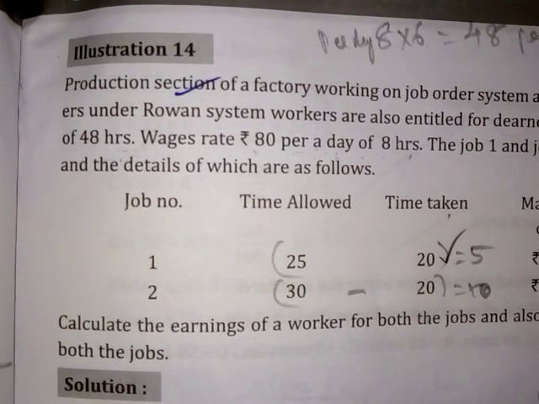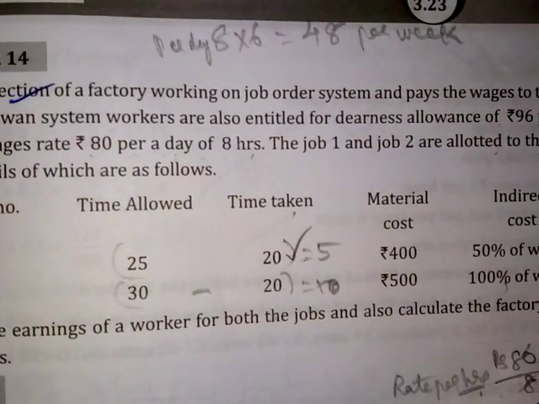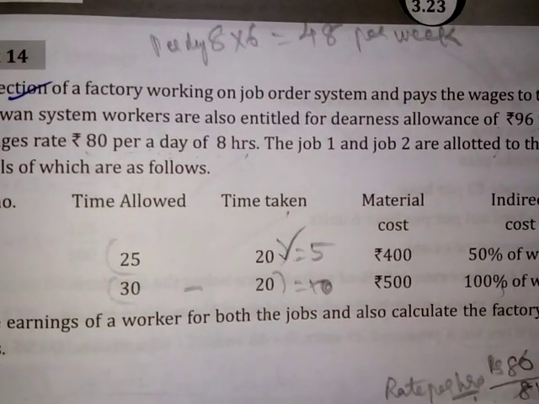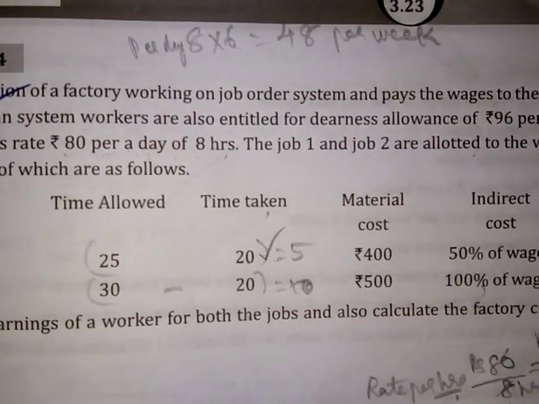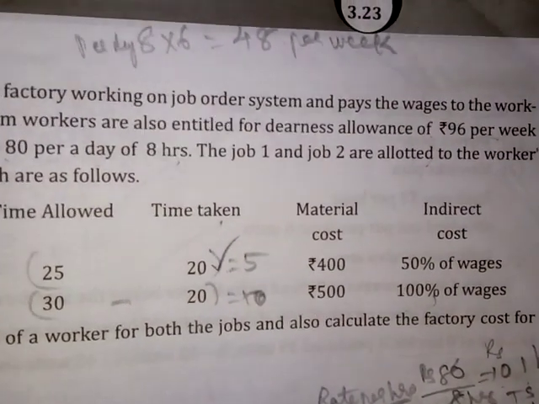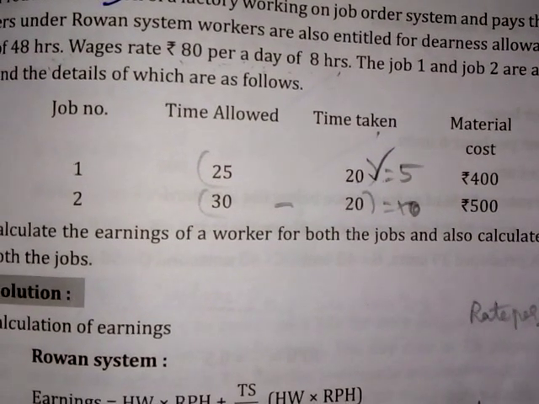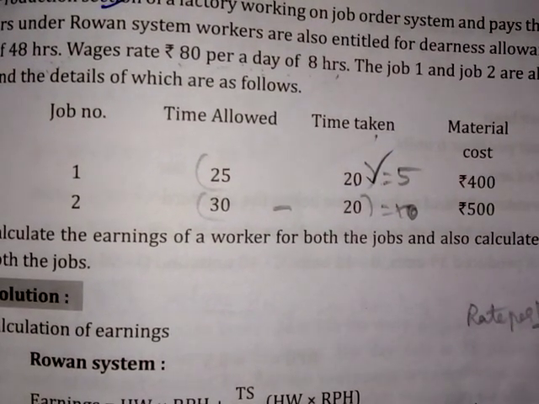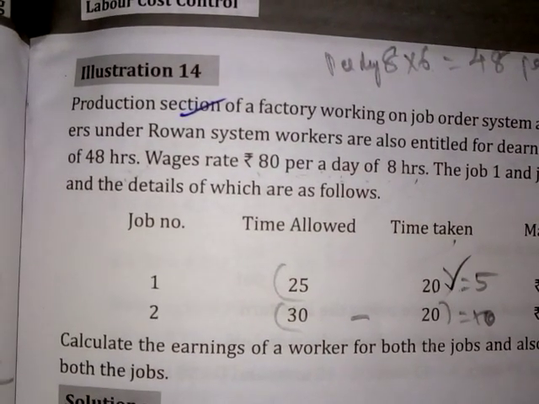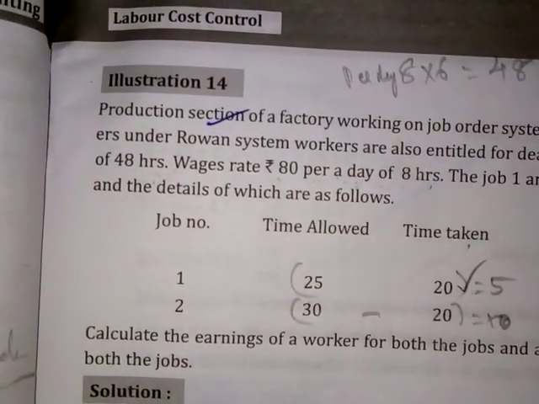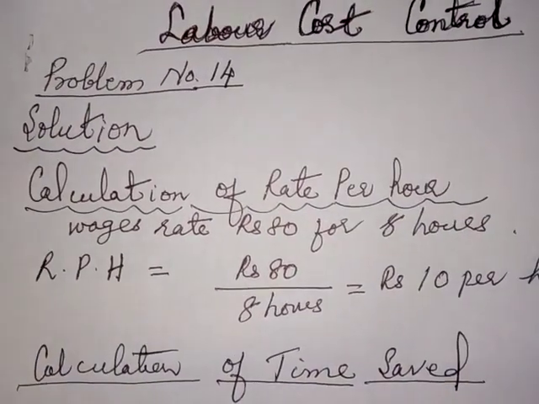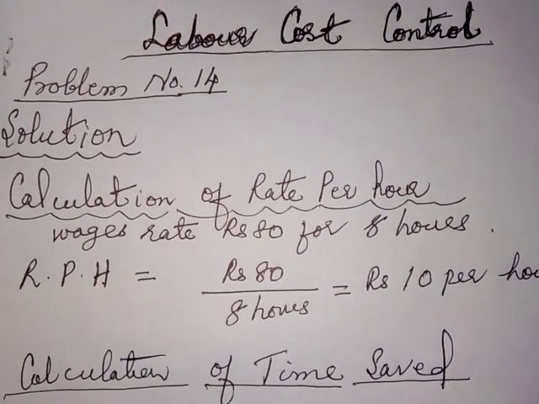In case of job number 2, time allowed is 30 hours, time taken 20 hours, material cost is 500 and the indirect cost is 100% of wages. Here we need to calculate earnings of two jobs, that is job number 1 and job number 2 under Rowan system. So let us start calculating earnings under Rowan system.